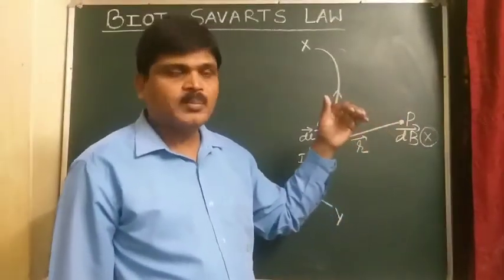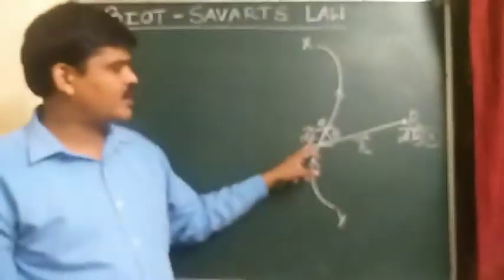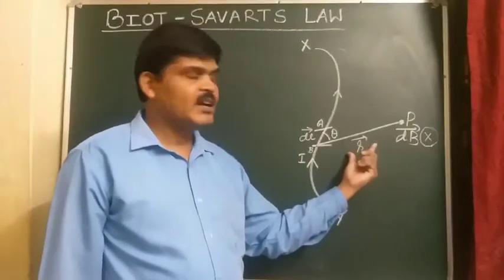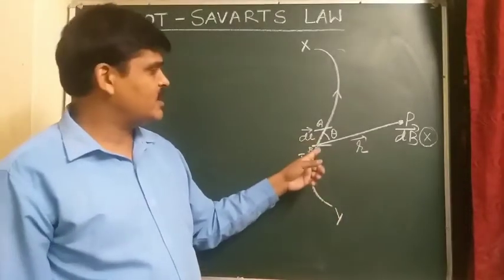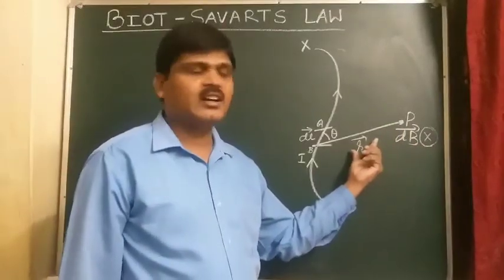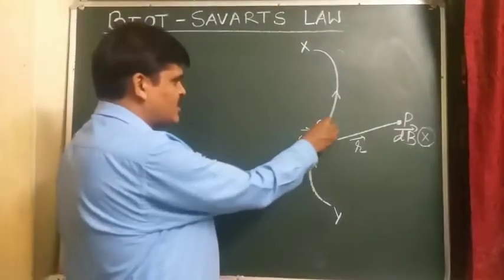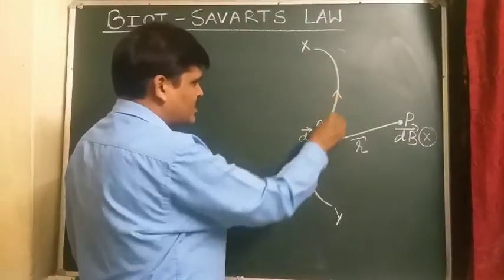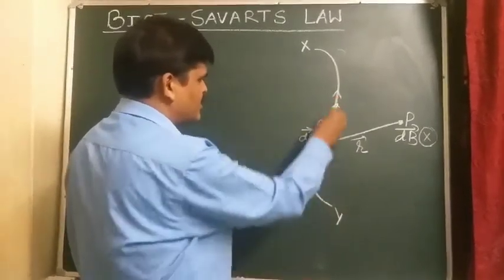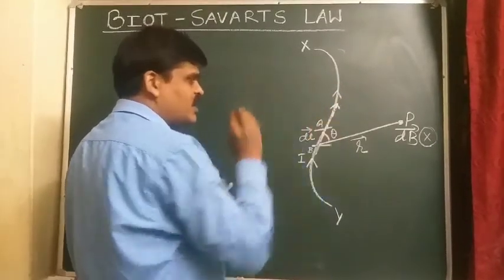Let the position vector of point P relative to current element dl be vector r, and the angle between the current element and position vector r be theta. So student, the direction of this current element is what? It is the tangent drawn on it. So the direction of the current element is tangent to the element.